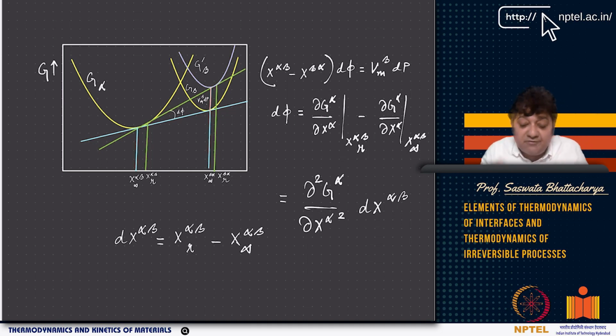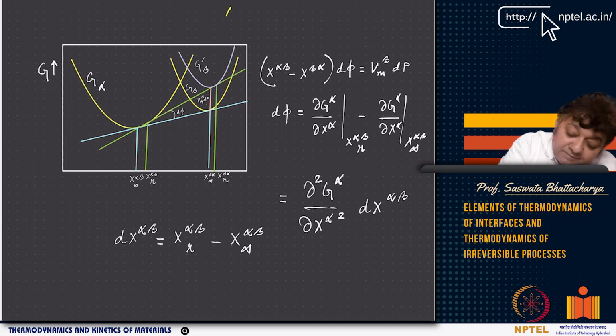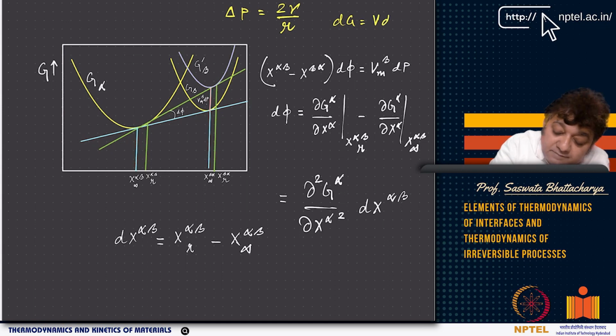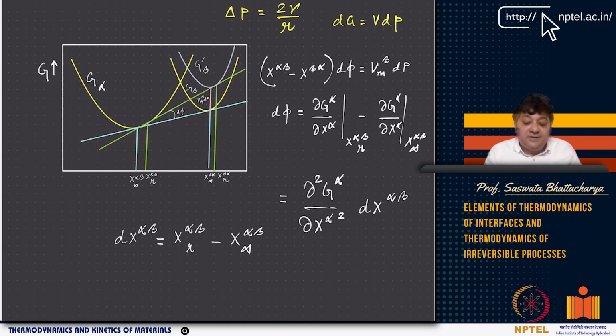Why has it shifted up? Because there is an excess pressure, delta P, which is basically 2 gamma by R. Now, with this excess pressure, you have this Vm delta P. So dG equals VdP, or delta G equals V delta P. This increase, given by this orange line here, will lead to another tangent, the green line. This is your new tangent.